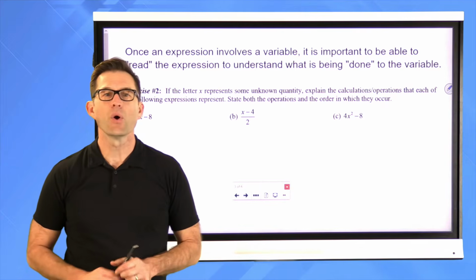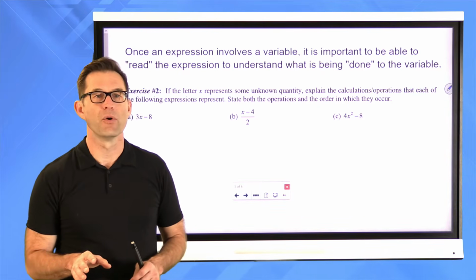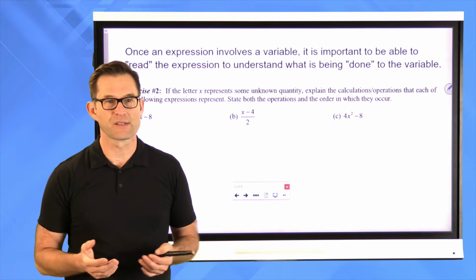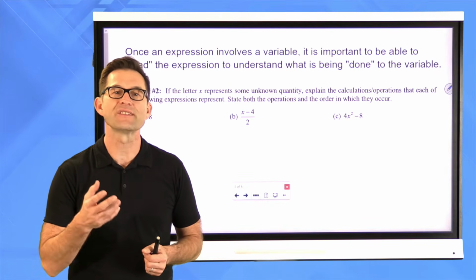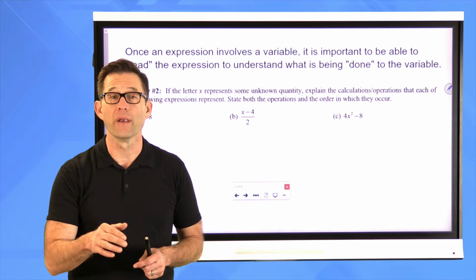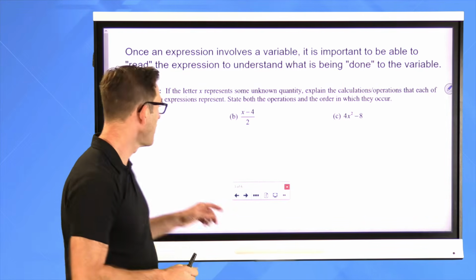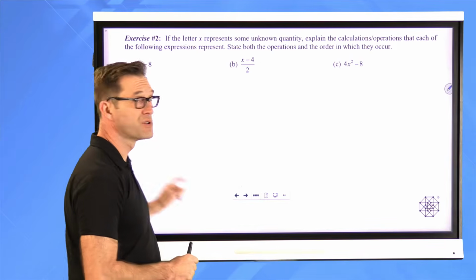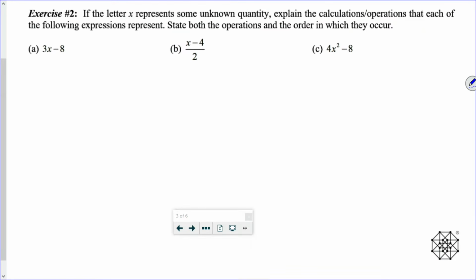All right. So once an expression involves a variable, it's important to be able to read the expression, to look at it and understand what's being done to the variable without having to plug a number in. So let's get a little bit of practice on that with exercise number 2. If the letter X represents some unknown quantity, explain the calculations/operations that each of the following expressions represent. State both the operations and the order in which they occur.